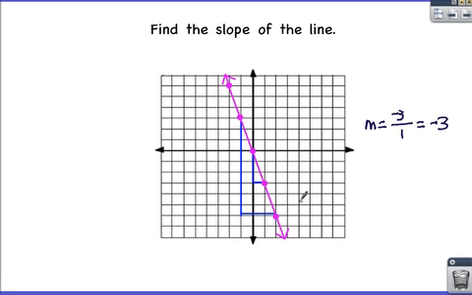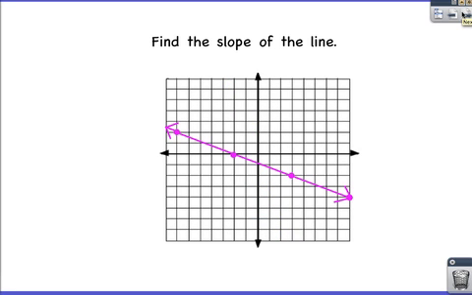We can double check with 2 other points. 1, 2, 3, 4, 5, 6, 7, 8, 9. So -9 over 1, 2, 3. -9/3 equals -3. Notice how our slope is negative, which is consistent with the fact that our line is going downhill from left to right.